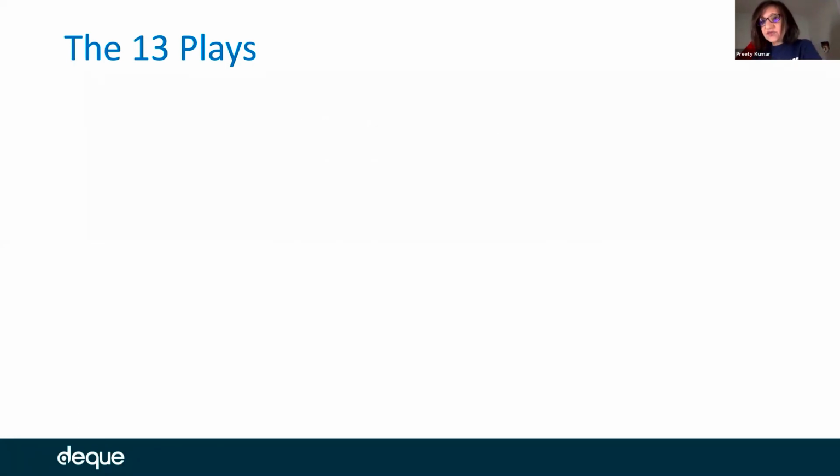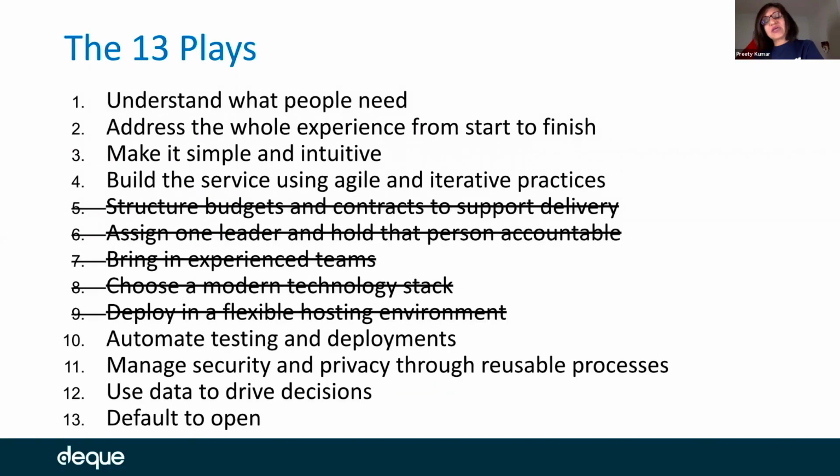So let's look at this from the accessibility lens. What's relevant? Okay, play number 1, understand what people need. Yeah, that's relevant. Play number 2, address the whole experience from start to finish. Absolutely, I think for accessibility that is critical. Make it simple and intuitive, yes. Play number 4, build the service using Agile and Iterative practices, yes.